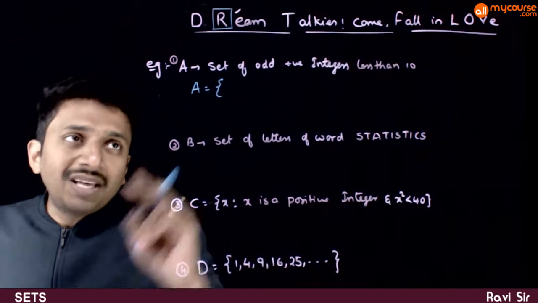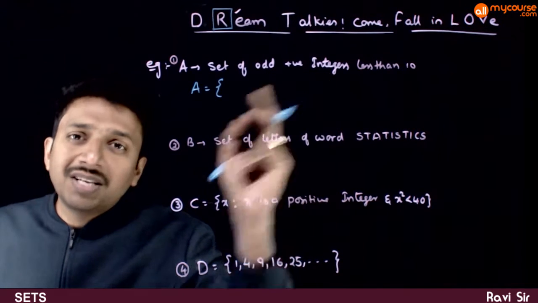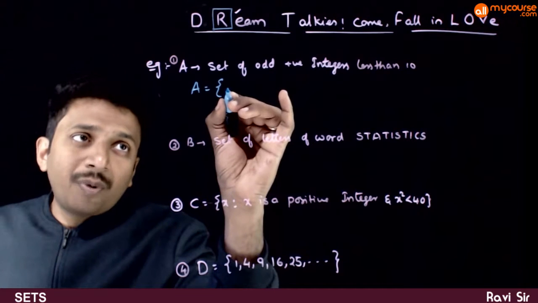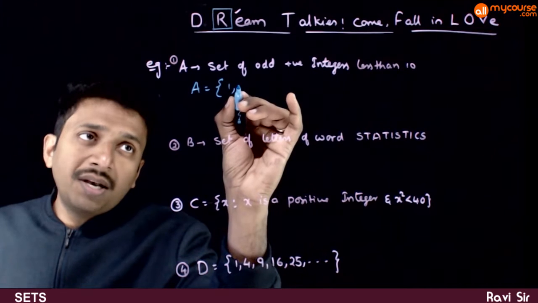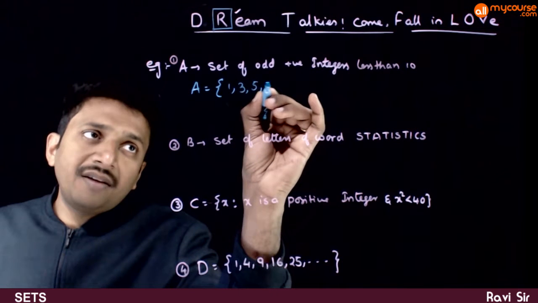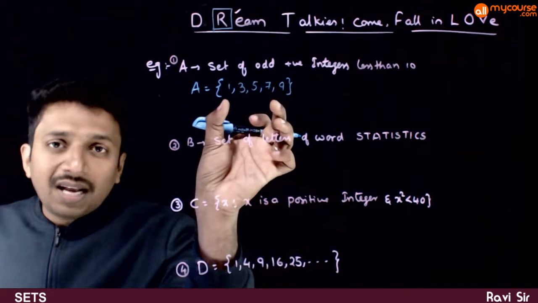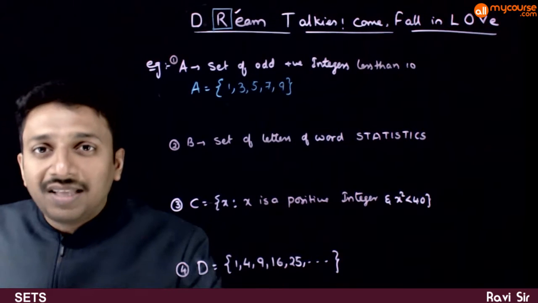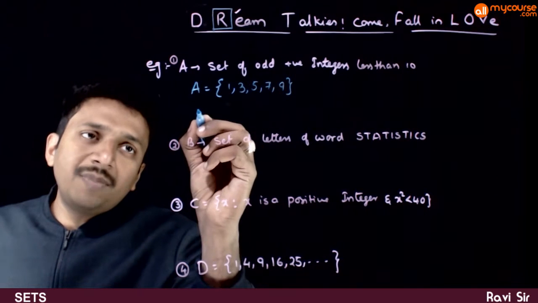So the roster form is, you can see this A is a set of odd positive integers less than 10. That means you have odd positive integers starting from 1 and you have only odd numbers 1, 3, 5, 7 and 9. So these are the odd positive integers which are less than 10. So this will be the roster form for this. So what will be the set builder form for this?